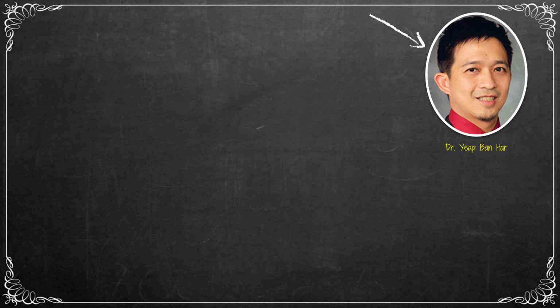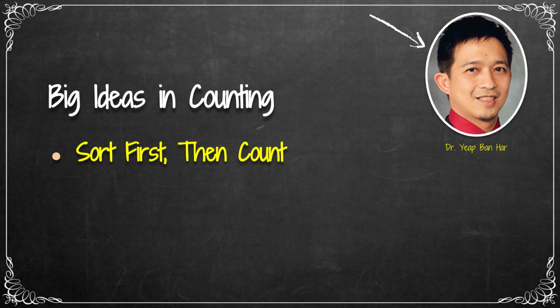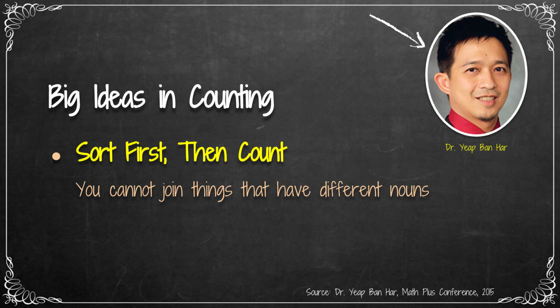One of my favorite conference sessions was about big ideas in counting. There was a lot of learning in this session, but for the purposes of this tutorial, I'm only going to share the first rule about counting and how it relates to fractions. According to Dr. Yeep Ben-Har, the first rule is sort first, then count. And the most important thing to know about this rule is that you cannot join things that have different nouns.